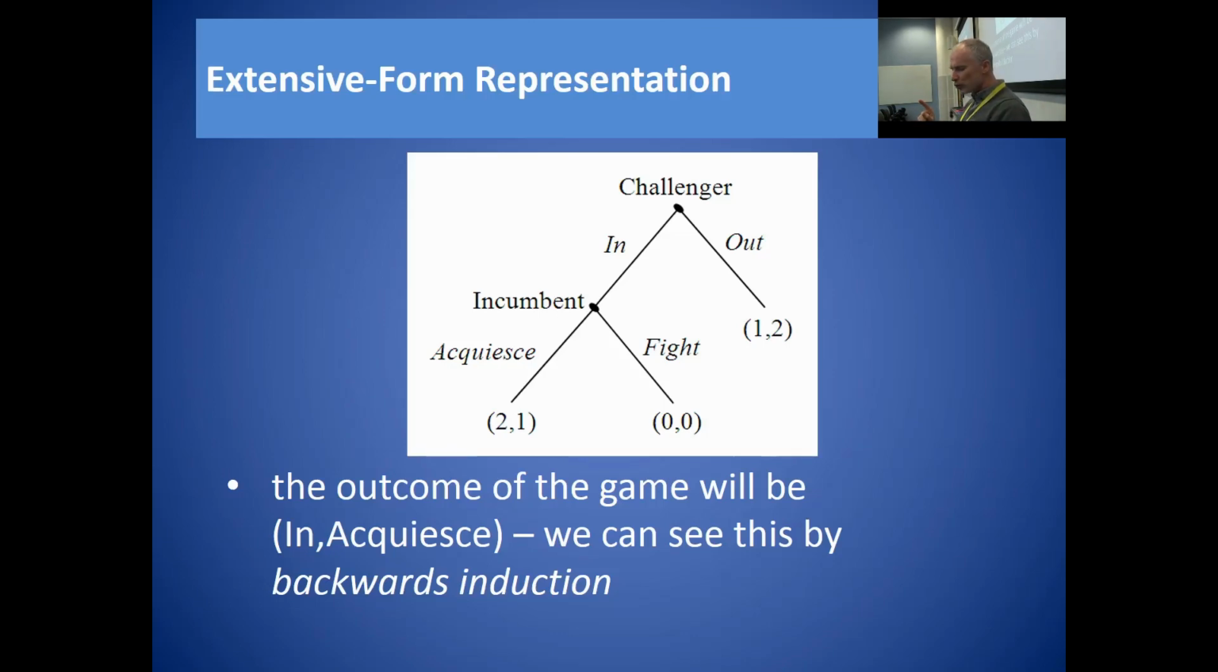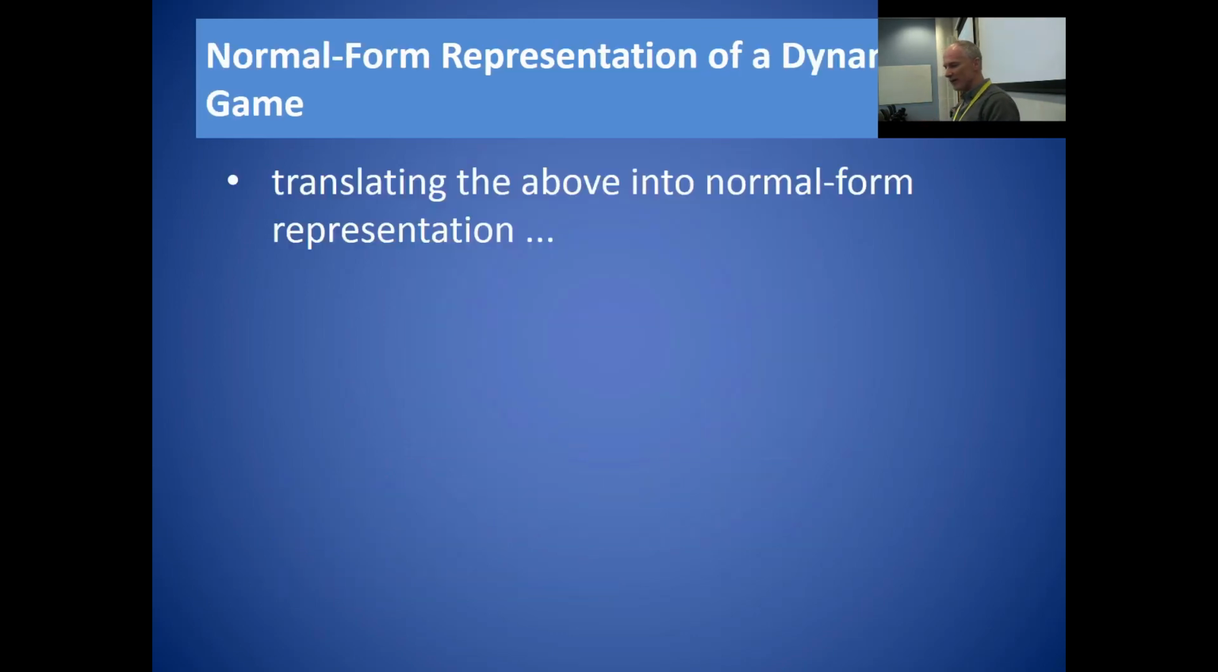But we've already seen a way of identifying outcomes in games. And I gave you the idea that a Nash equilibrium leads to the most plausible outcomes and the only viable outcomes in games. So what does that mean for this game here? Where's the Nash equilibrium? Is that outcome that I've identified the Nash equilibrium? Well, when we look at games in their extensive form, it's not easy to identify a Nash equilibrium. But we know what to do.